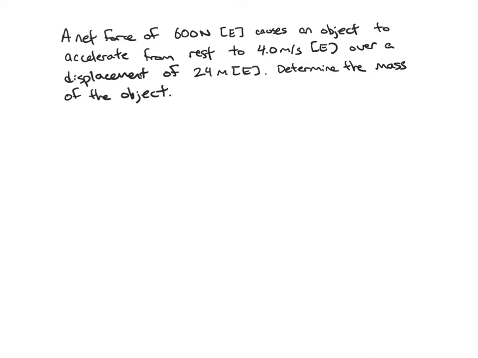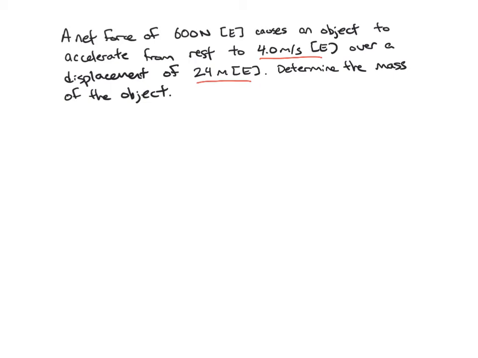So an object starts at rest, and then somebody pushes it, or a net force pushes it, and it causes it to speed up. It causes it to accelerate. And it says that after it traveled 24 meters, it has sped up to 4 meters per second. All right, and we have to find out the mass of the object here.